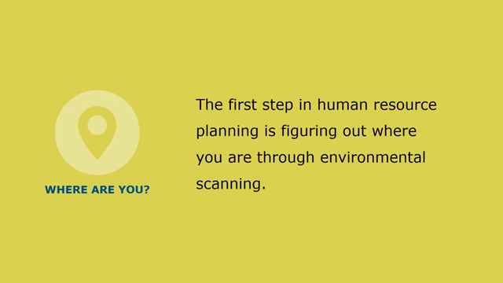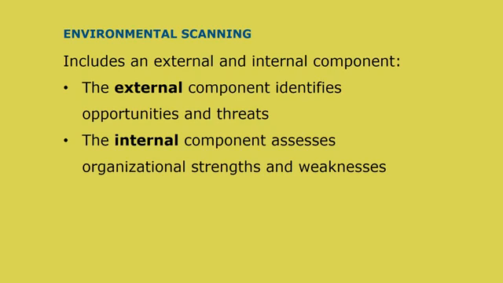The first step in human resource planning is figuring out where you are. We do this through environmental scanning. The scan usually includes an external and internal component. The external component identifies and assesses opportunities and threats in the external environment, where the internal component assesses organizational strengths and weaknesses. This process is often referred to as SWOT, strengths, weaknesses, opportunities, and threats. Completely scanning the environment and discussing the results adds value in defining and refining strategy, goals, and action.